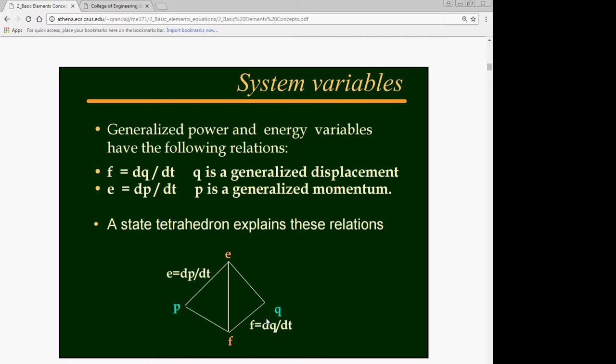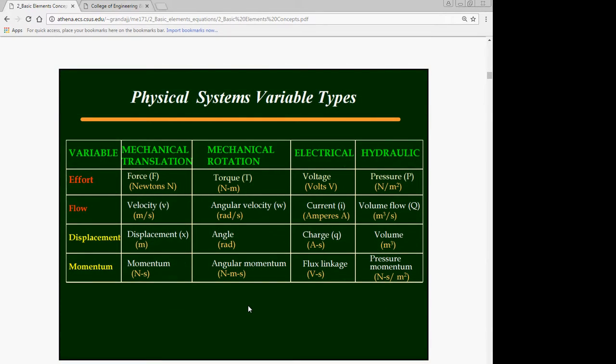Paynter's tetrahedron of state gives us a nice way of looking at that set of variables. This is a set of units that each one of those four variables would take on each one of the energy domains. But you can see why we're doing this. We're doing this because it's easier to learn four variables than 16, right?